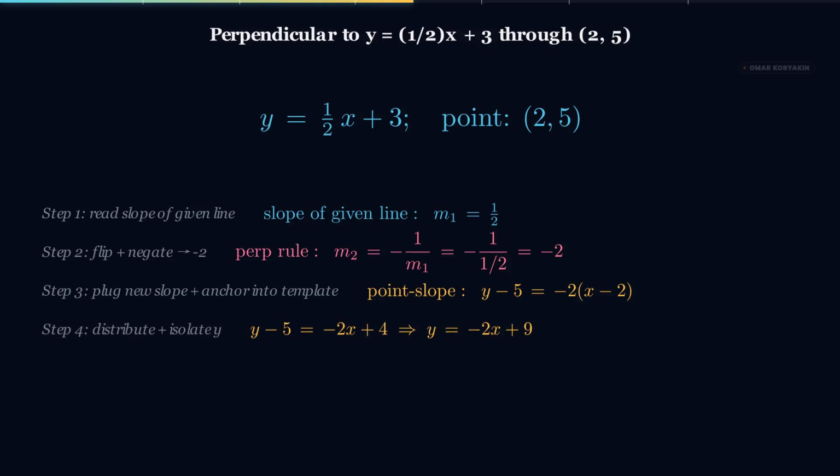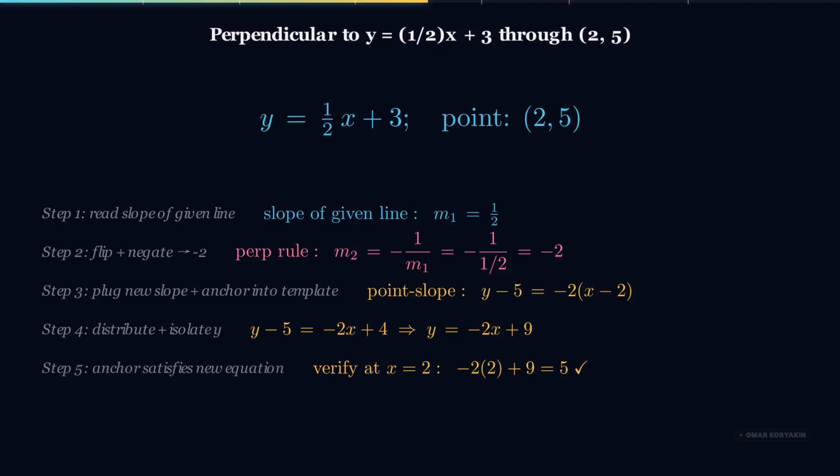Step 4. Convert to slope-intercept form. Distribute: y minus 5 equals -2x plus 4. Add 5 to both sides. y equals -2x plus 9. The slope-intercept form has slope -2 matching the perpendicular rule and y-intercept 9.